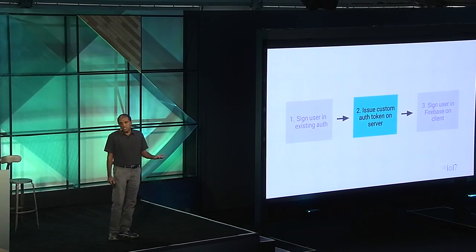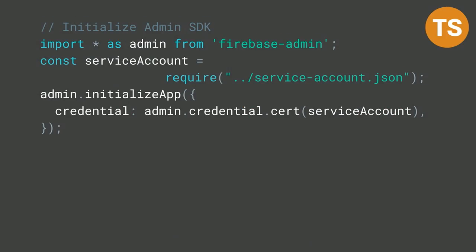So assuming that you've already signed in the user via your existing auth, here is how you issue a custom auth token for that user. In your server, start by initializing the Firebase admin SDK.